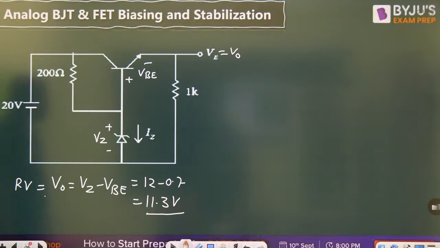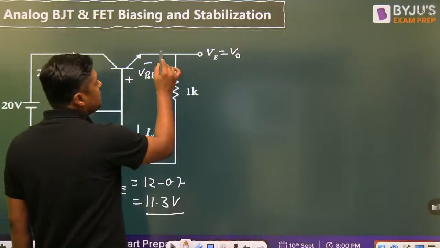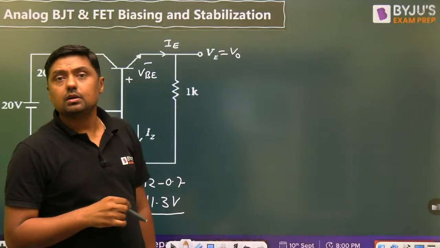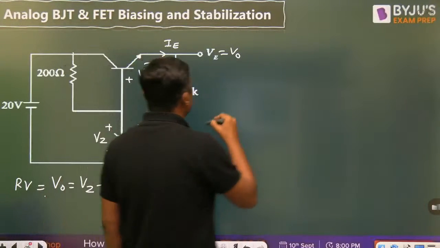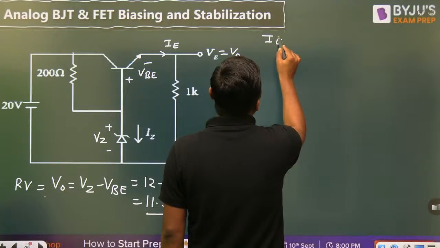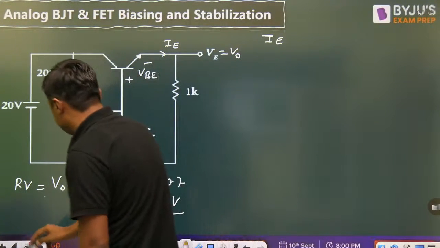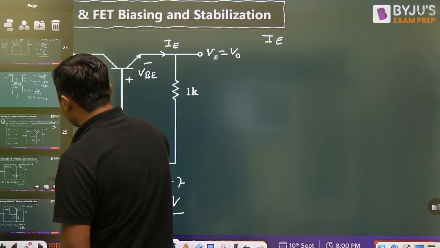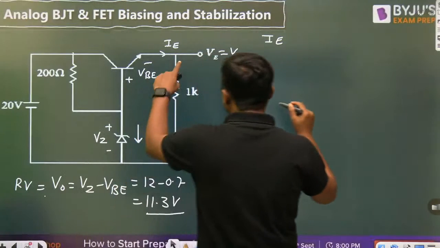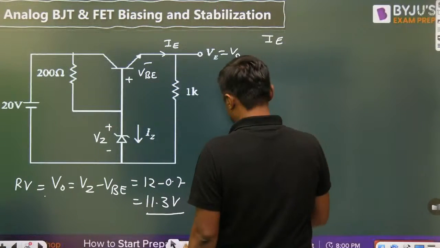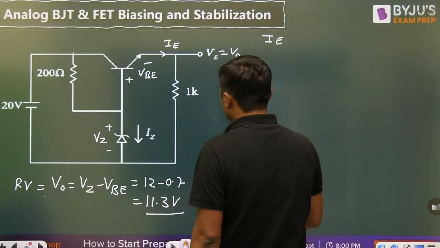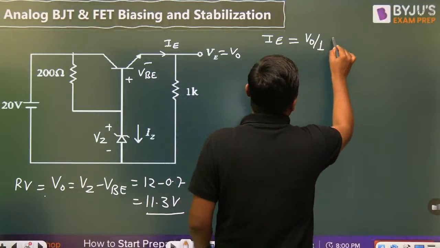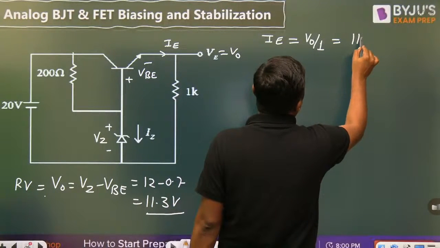Once you have the 11.3 volt, we can find IE. What is the value of the IE? Which configuration? Ravi Shankar, common collector configuration. Good. Now you can calculate the IE. IE will become V0 by 1 kilo ohm, 11.3 volt by 1 kilo ohm, that is 11.3 milliampere.